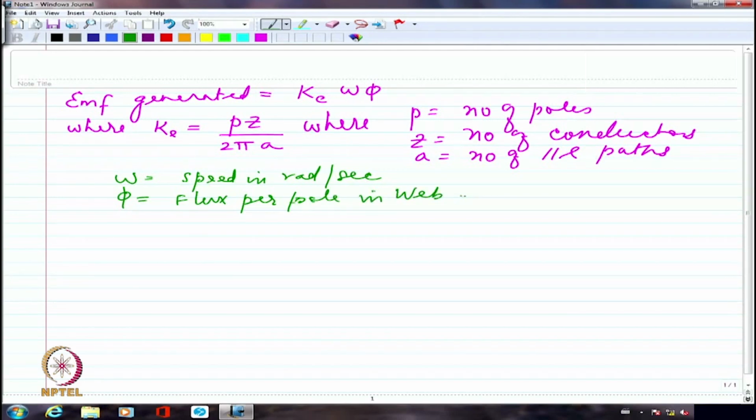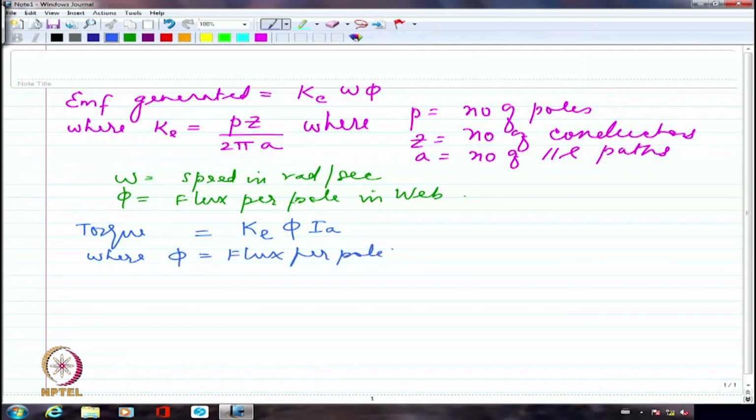We also said the torque equation. So the electromagnetic torque is equal to the same KE, the back EMF constant, which holds good in this case also, multiplied by phi and IA. Again, phi is the flux per pole and IA is the armature current. This is what we wrote as the EMF equation and the torque equation.